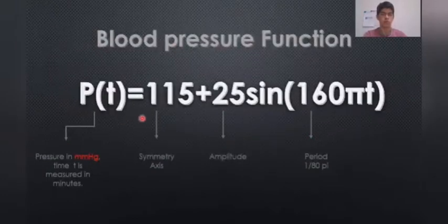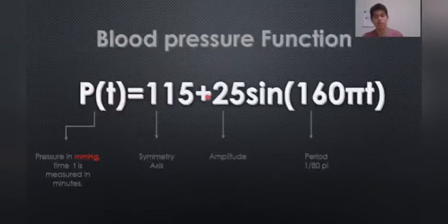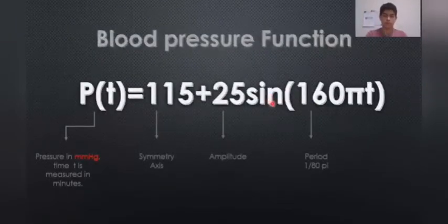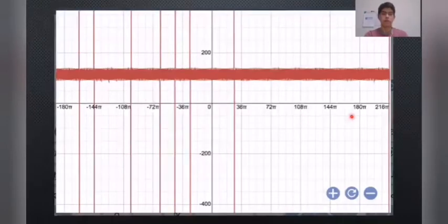Blood pressure function. P of t is pressure in millimeters of mercury. Time, which is t, is measured in minutes. 115 is the symmetry axis of the function. 25 is the amplitude. And this is the period. This is the graph.